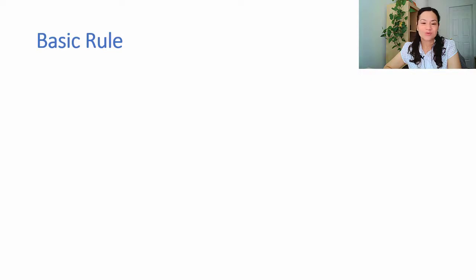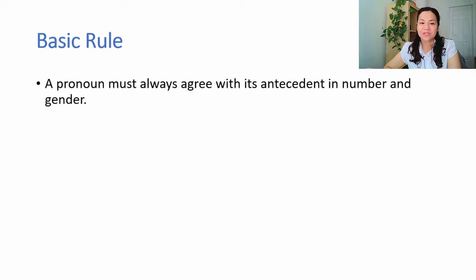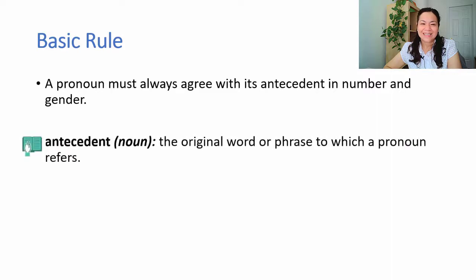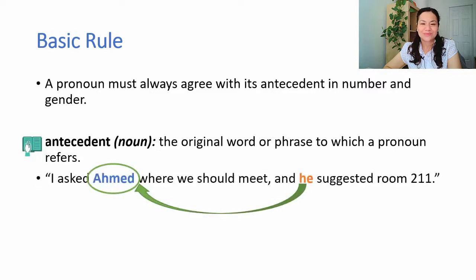Before we start, it's helpful to understand one basic rule of pronoun usage. A basic rule of pronoun usage is that a pronoun must agree with its antecedent in number and gender. Agree with what? The antecedent. The antecedent is the original word or phrase to which a pronoun refers. For example, I asked Ahmed where we should meet, and he suggested room 211.